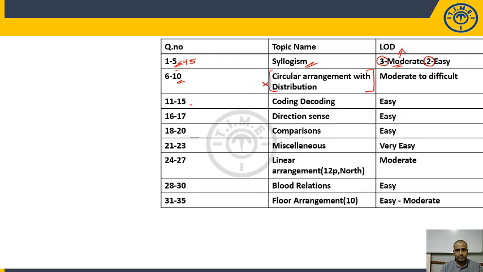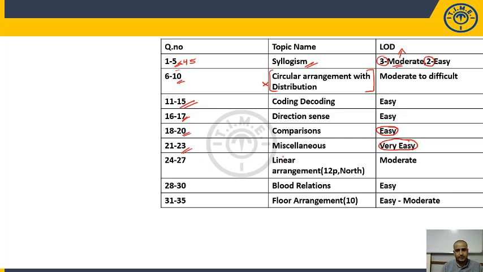Next, coding and decoding, a Chinese model. Very easy question. You can solve it. It won't take more than 2 to 3 minutes. And direction sense questions, they give the traditional model. They won't give any difficult set. You can solve. Even comparisons are of easy difficulty. You can solve. Miscellaneous word arrangement questions and ranking questions you can solve. The difficulty level of these questions is very easy.